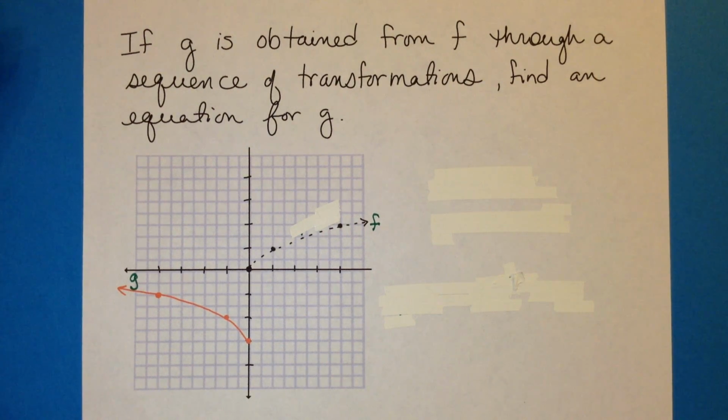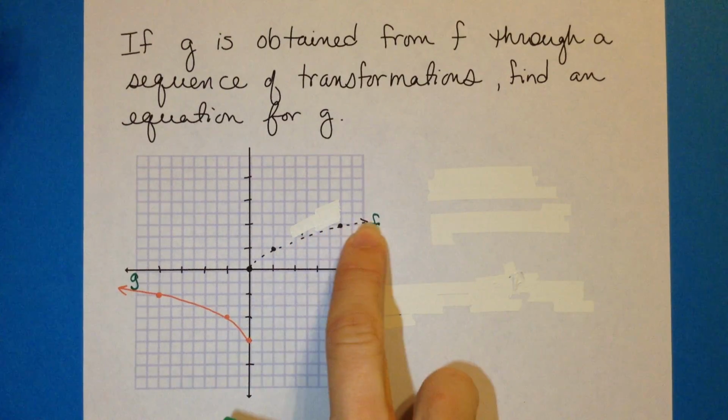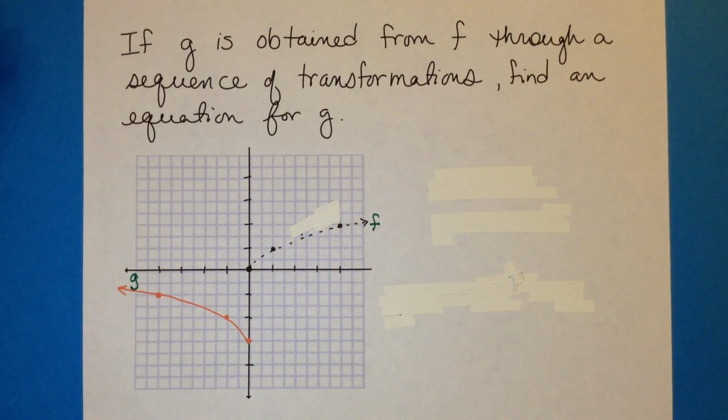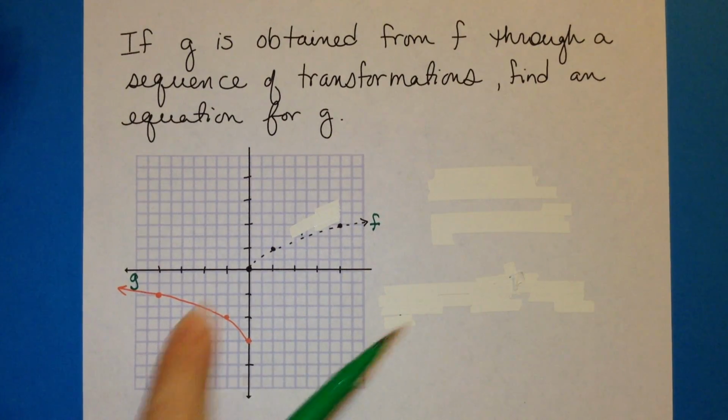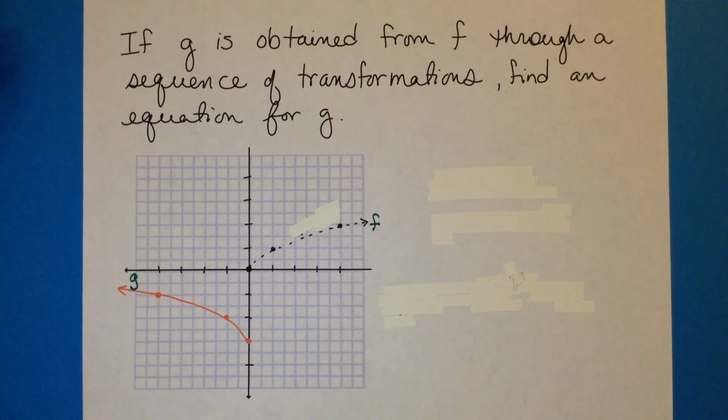Alright, last problem that we're going to look at here. It says if G is obtained from F. So if you notice, of course this one's dotted in, but this is labeled as F, of course this is labeled as G. So G is obtained from F, so this graph comes from this one is what that means. And of course this is obtained by a sequence of transformations. It wants you to find the equation for G.